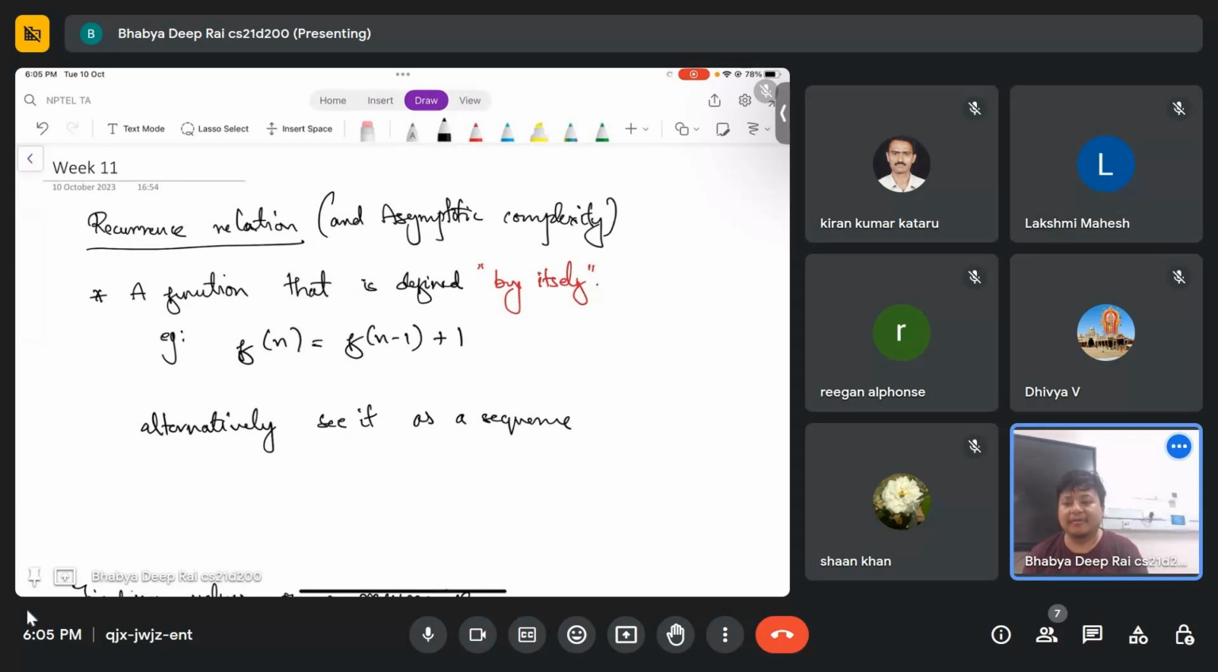And today we'll be looking at the topic of recurrence relation and asymptotic complexity. Okay. And if you are from a mathematics background, then recurrence is an important part of your curriculum or your applications, because it is immensely helpful in counting things.